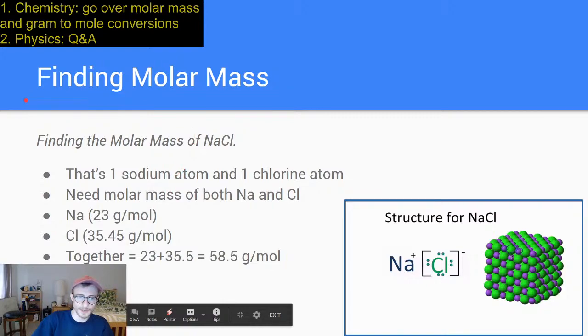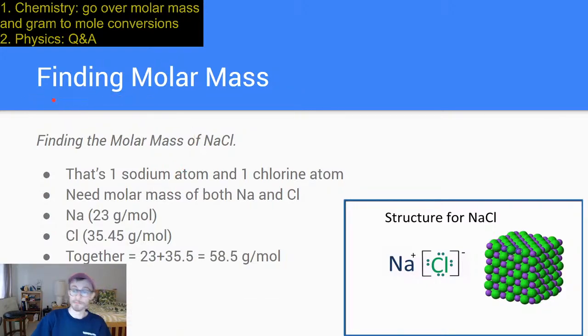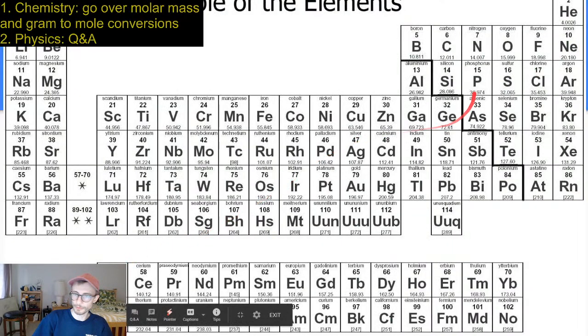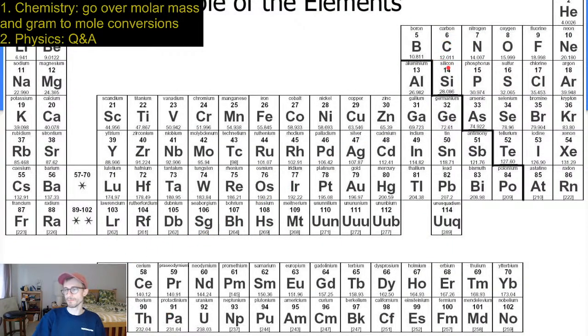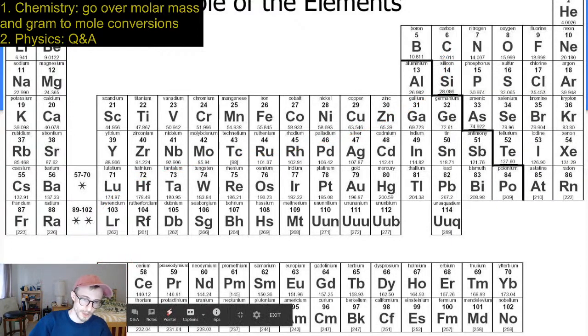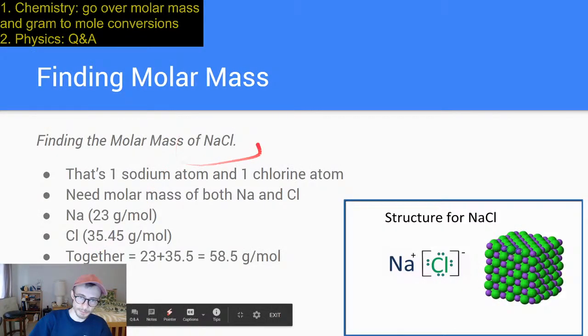So first thing, in order to find the molar mass of a molecule, I need to add up the molar masses of the individual atoms. So the periodic table is great. It gives me the molar mass of each individual atom, but most molecules are made up of more than one type of atom. So we're going to have to add those up individually to keep track of the molar mass of the whole molecule. So I'm going to do an example here with sodium chloride.